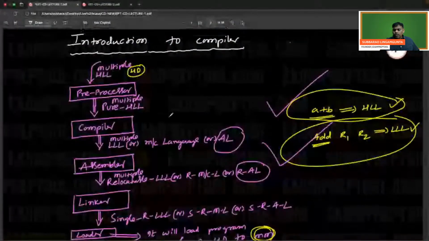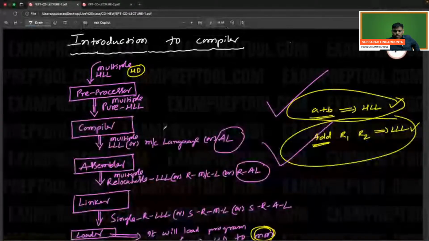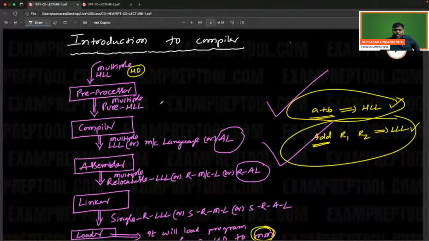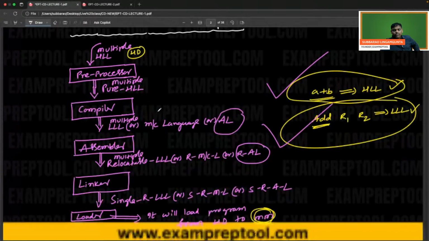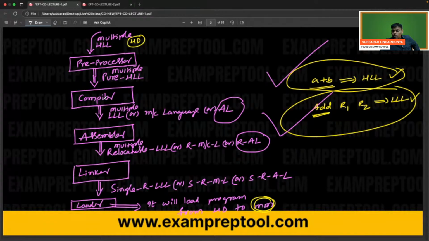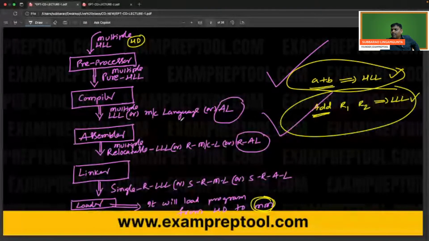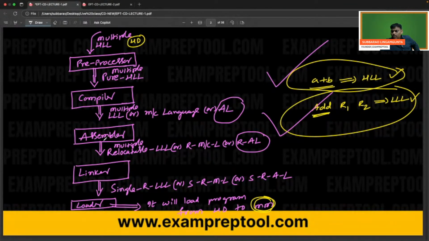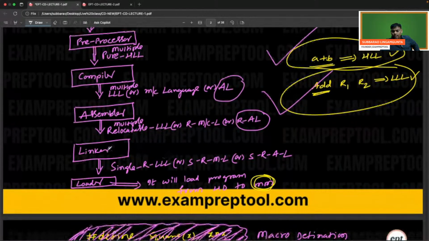This is the place where we stopped yesterday, right? So let me remind you one time. First, the high level language is the input to the preprocessor. It will give pure high level language. So that is the input to the compiler. It will produce low level language, or machine language, or assembly language. Next, that is the input to the assembler, which will produce relocatable low level language, a relocatable machine language, a relocatable assembly language. That is the input to the linker. So the linker will link all the necessary things.